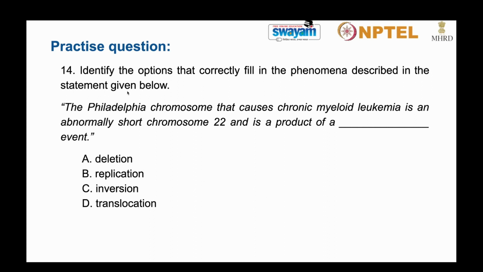So now the next question is: identify the options that correctly fill in the phenomena described in the statement given below. The Philadelphia chromosome that causes chronic myeloid leukemia is an abnormally short chromosome 22 and is a product of dash event. So, translocation. Okay, very nice. You guys have an idea. Earlier I was discussing chronic myeloid leukemia because there is this term associated, that is Philadelphia chromosome. So yes, you are right.